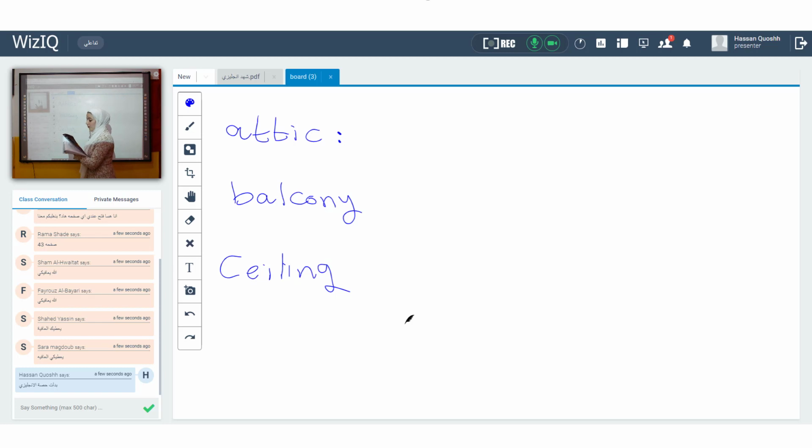What's the meaning of attic? We have some words here. We'll know what's the meaning. Okay, the first word, attic. Attic, as we know, al-aliyya. Al-aliyya in the Arabic, al-aliyya. Sath al-alwi. Okay. Second word, balcony, as you know, balcony.